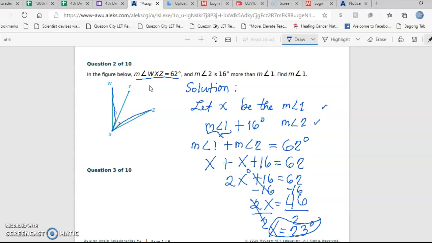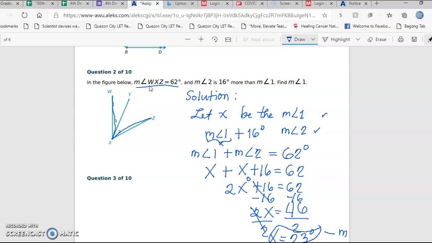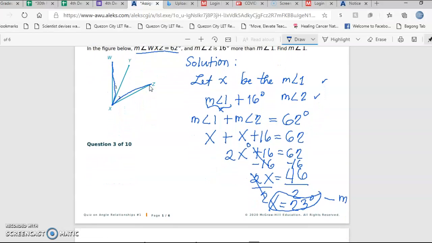Oops. There you go. Now, we said that x is equal to the measurement of angle 1, right? So this will be the measurement of angle, oops, sorry. Let me just erase that. That's the measurement of angle 1.